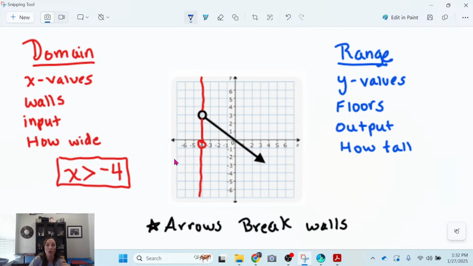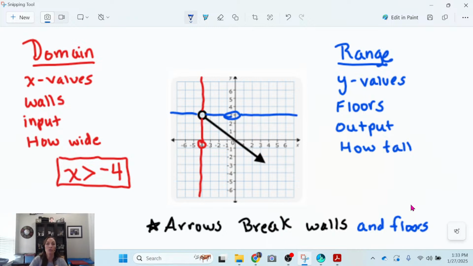If I try to draw a bottom floor here, it's going to hit that arrow. It's going to break, right? Arrows break walls and floors. I should have put that down here. Break walls and floors. There we go. So I am going to take off this floor right there. But we can draw a top floor. There is no arrow at the top. So I'm going to draw that top floor right there.